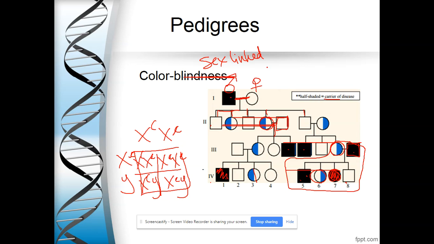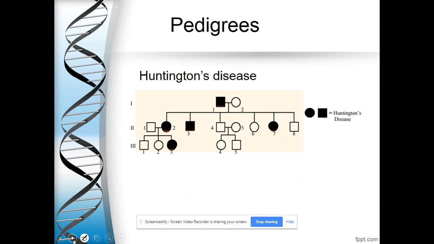The great majority of the individuals affected are male. Only the females are carriers. Females have the trait only if dad is affected and mom's a carrier. So here's another example of a pedigree. I have female, male, female. So a fairly even number of males and females affected.